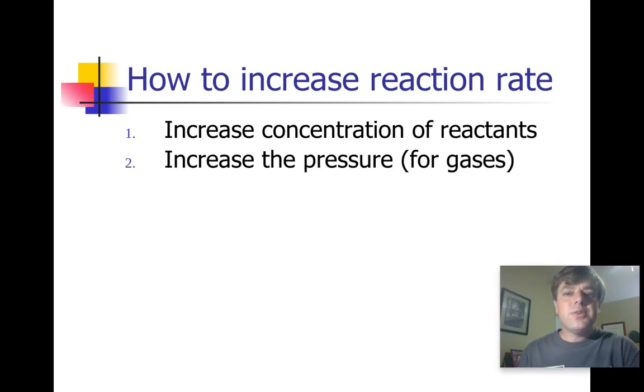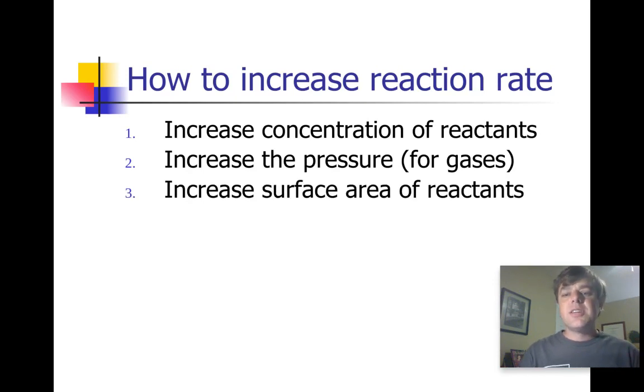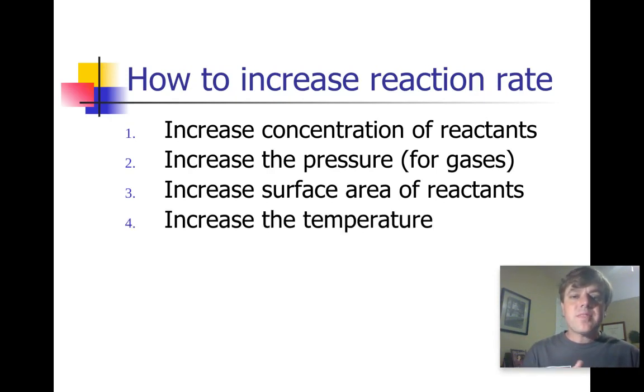Second, if there's a gas, you could increase the pressure, which is essentially the same as increasing the concentration. You're just putting everything closer together, so it's more likely to bump into each other. Third, you could increase the surface area. Particularly for solids, if you grind it up into a powder or somehow open it up so that the other reactants are more able to get in there and collide with the particles, you're going to get a faster reaction. The fourth way is to increase the temperature.